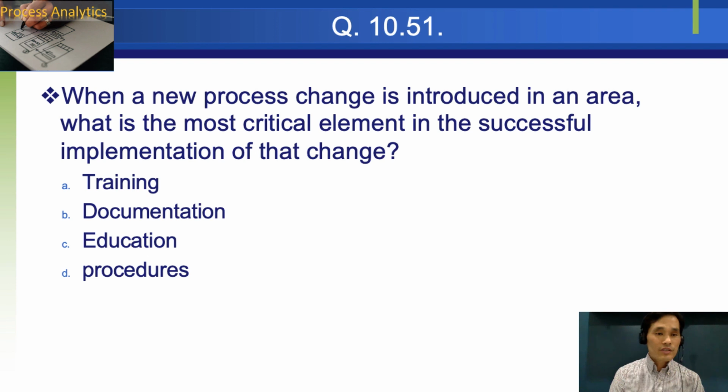Here are the questions. When a new process change is introduced in an area, what is the most critical element in the successful implementation of the change? The most important thing is training. So A is the answer.